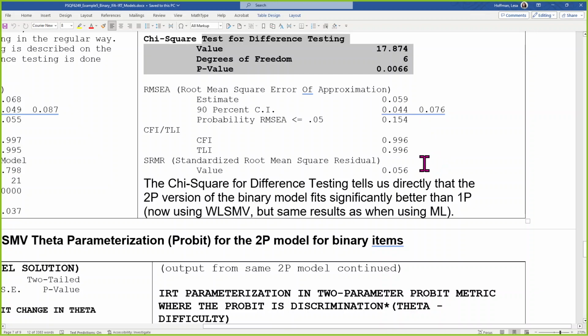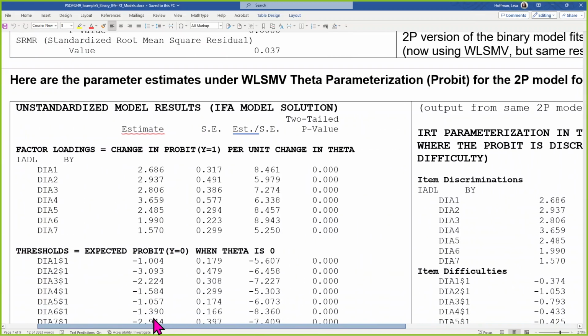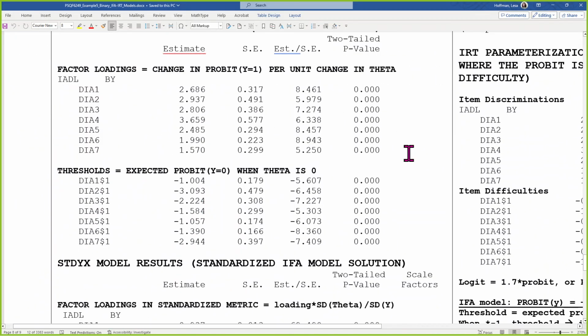All right. So same conclusion. The parameters that we get back are on a different scale. So previously, these numbers were all in the 3s and 4s for the loadings. Now they're in the 1s and 2s. That's because these are probits. So they're off by a factor of about 1.7.